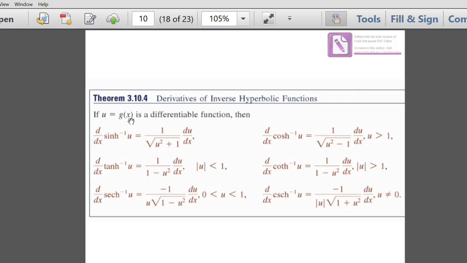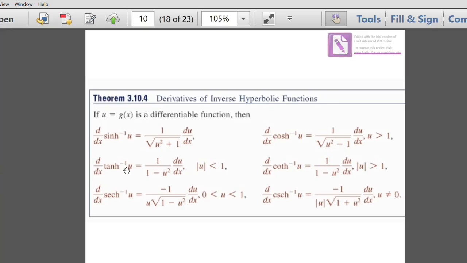If u is equal to g of x, a differentiable function, then we have all the derivatives of the inverse hyperbolic functions. Similarly, you can make a connection between the inverse of hyperbolic sine and the inverse of hyperbolic cosine. Just here you can see it is 1 over root of u squared plus 1, here 1 over root of u squared minus 1. So here you have u squared plus 1, here you have u squared minus 1.